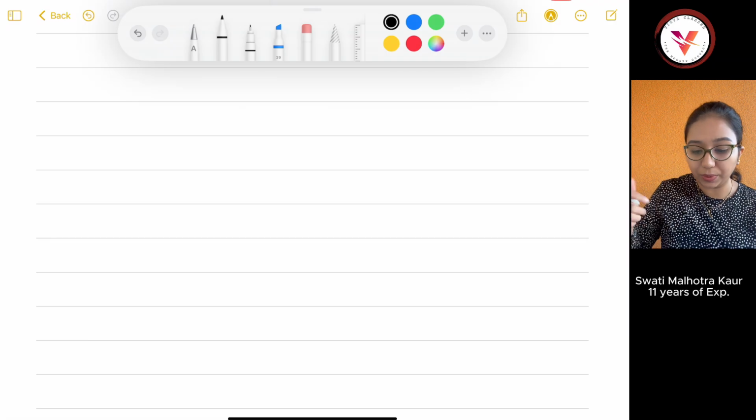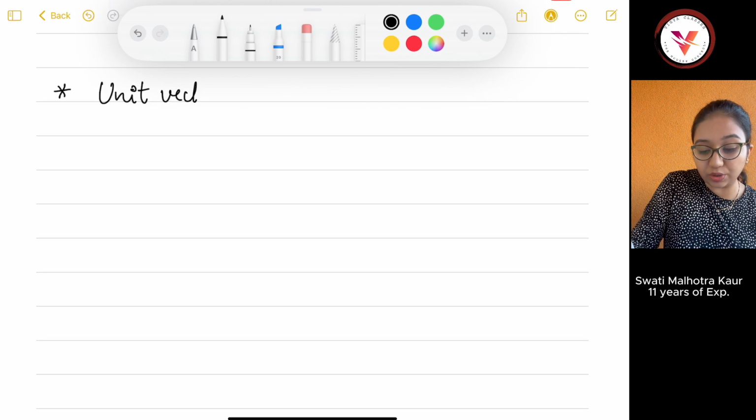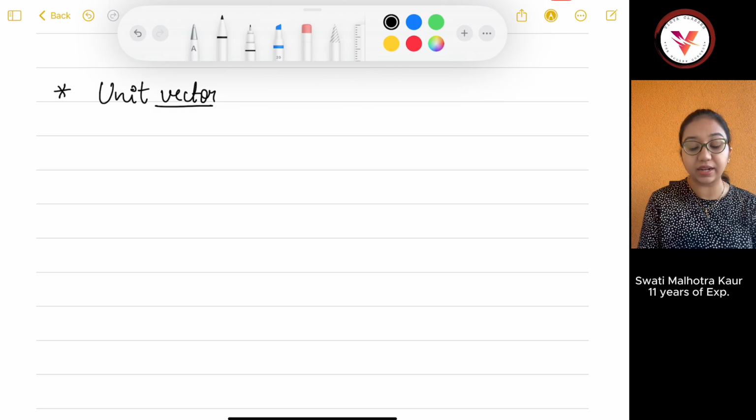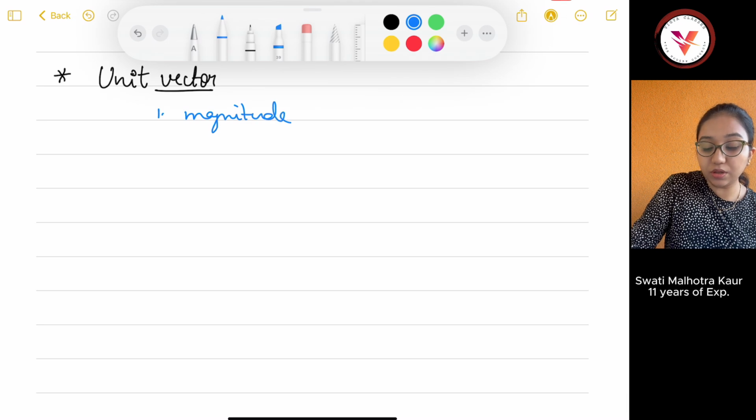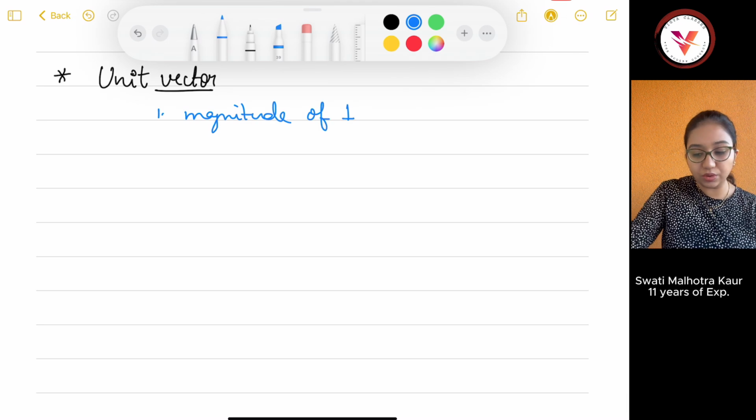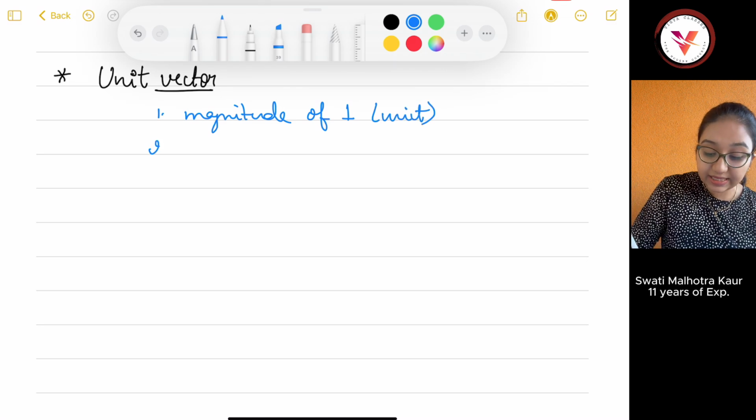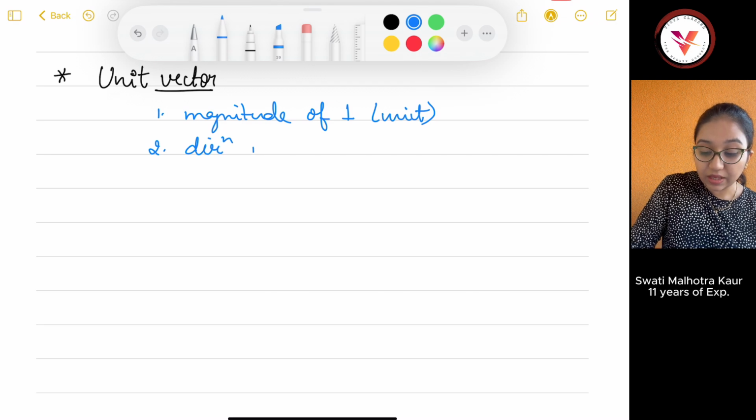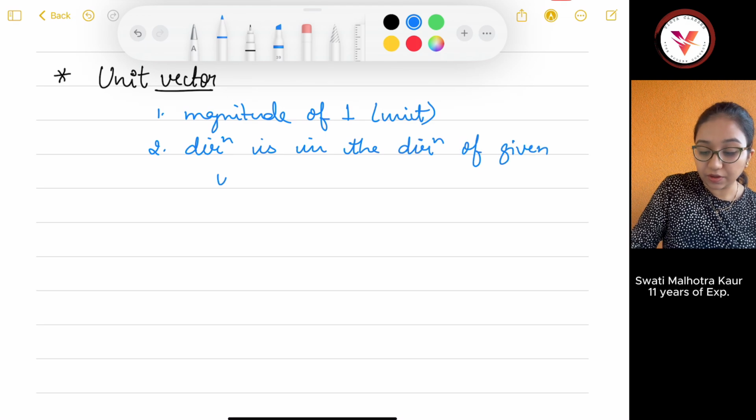Okay, so let's start with our first topic, that is unit vector. So what is unit vector? We have discussed a little bit of unit vector in our first video when I discussed the types of vector. So basically a unit vector is something which has a magnitude of one unit. That's why the name is unit vector, because it has a magnitude of unity. And second, its direction is in the direction of a given vector.